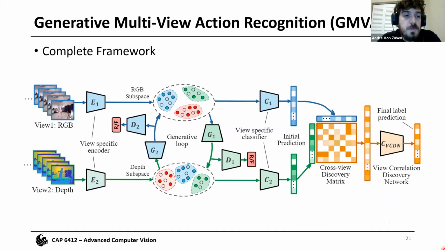So this is the complete framework. We have the input sequences on each of the specific views. We have the view-specific encoder that extracts the features into the subspace. The generative loop is responsible for generating samples from one view subspace to the other one. Then these features go to the view-specific classifier. So we have the initial predictions here that are combined in the cross-view discovery matrix, and finally go to the view correlation discovery network. So here we have our final label prediction.